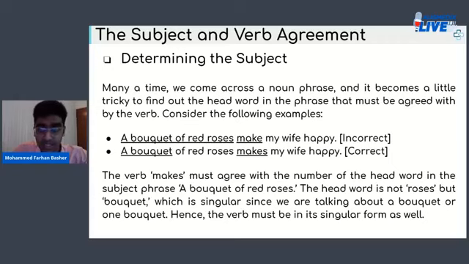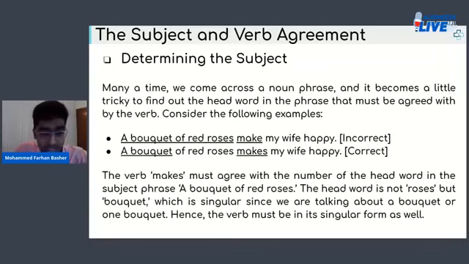Also note, when you want to keep a verb in its singular form, most of the time we add an S to that verb to express its singularity. So we say he loves, she likes, John hates, my wife makes, right? In each of these cases, the verb is singular because of the subject, which is also singular, and to express the singularity of the verb, we add an S to each of the verbs. So since in this sentence the subject is singular, which is a bouquet, the verb following is also singular, which is makes. So a bouquet of red roses makes my wife happy.